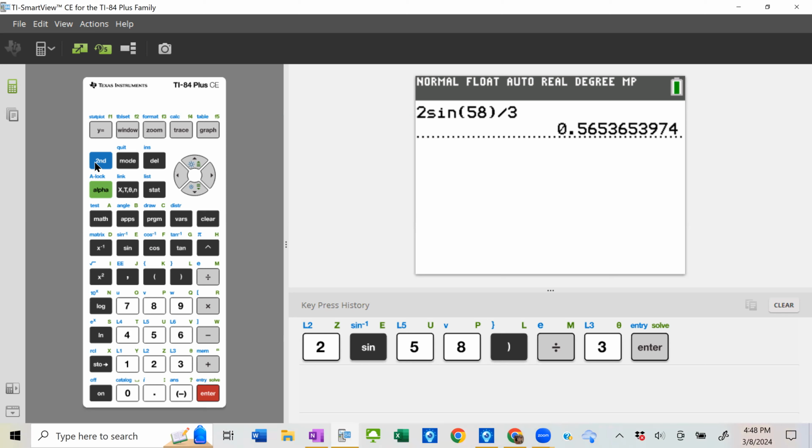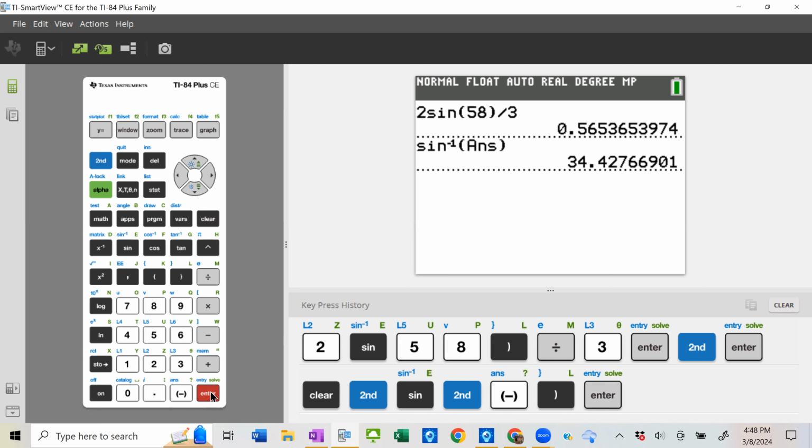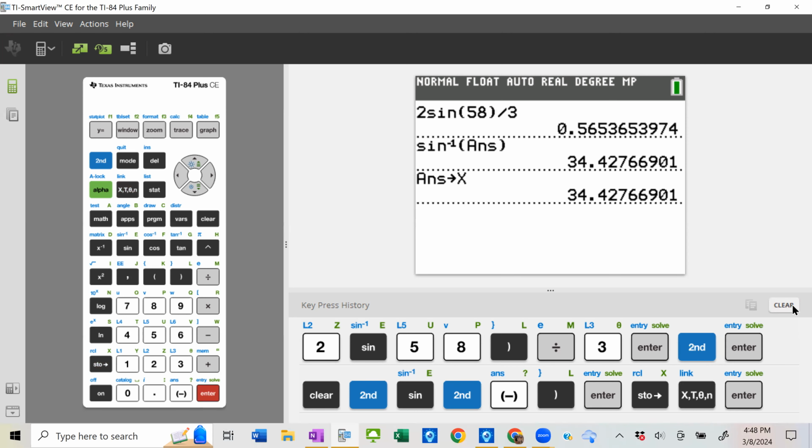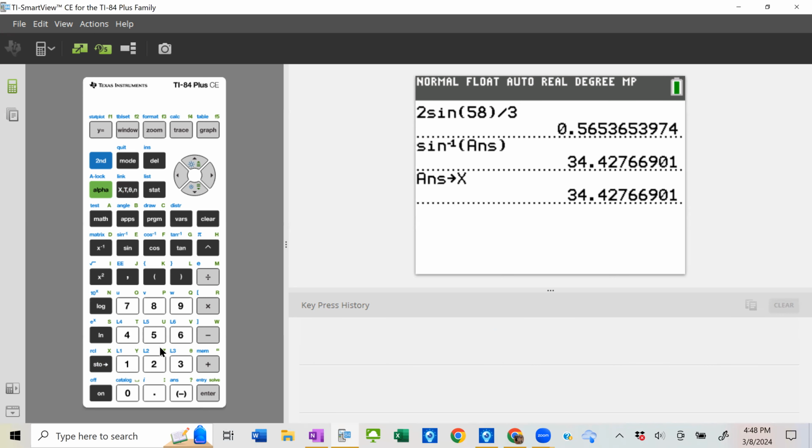And if I take the inverse sine of my previous answer, then I get about 34.43 degrees. So that's one possibility. Let me store that answer in X. And then let's look for the other possible answer. That other possible answer is going to be 180 degrees, well, it's going to be on the other side of our 90-degree line from that.